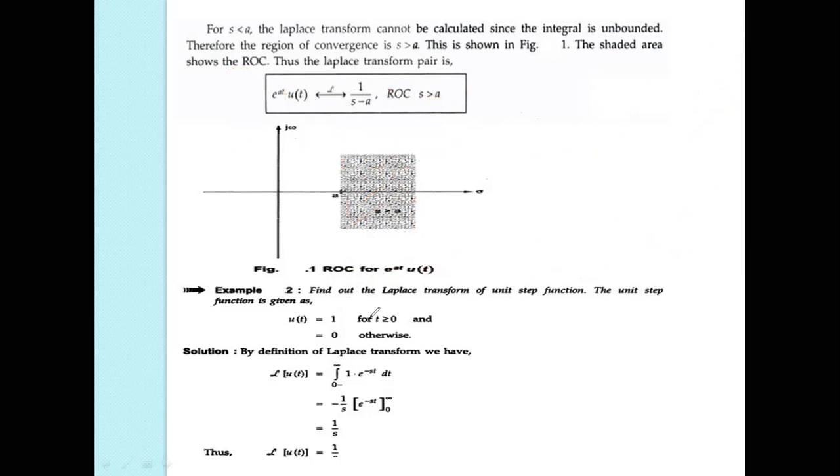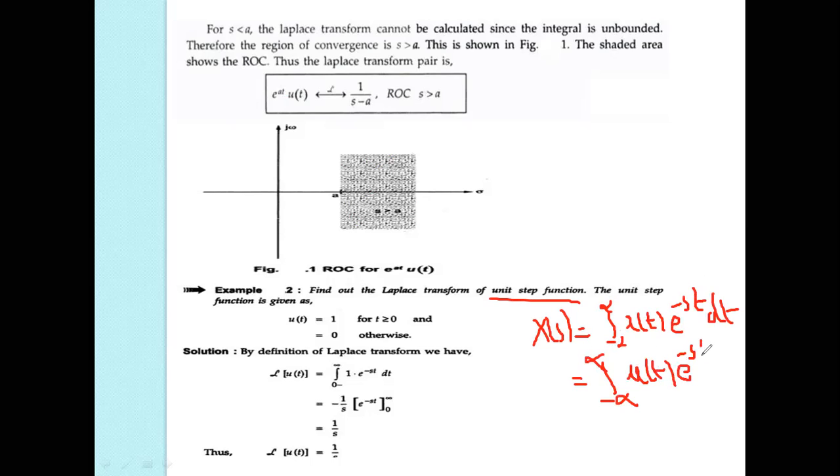Got it? So coming to the second example, find the Laplace transformation of the step function. I have the definition: X of s is the integral from minus infinity to infinity of x of t e power minus s t dt. So what is x of t? The step function. So the integral from minus infinity to infinity of mu of t e power minus s t dt. What is mu of t? The value is 1 from 0 to infinity only. So e power minus s t dt.